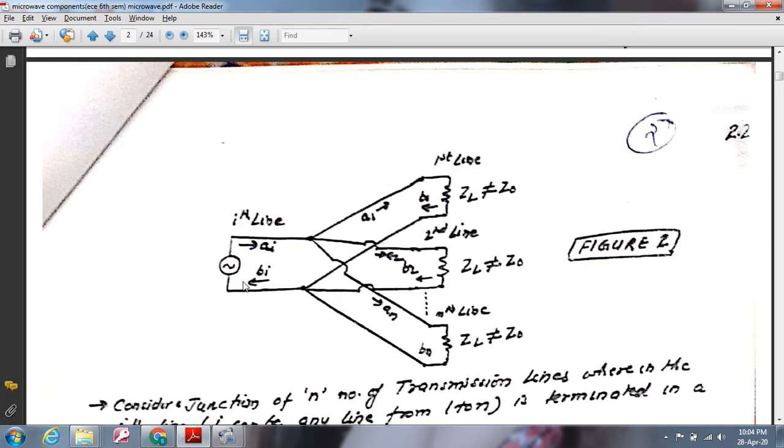So as we see in figure number 2, to obtain the relationship between scattering matrix and input output powers at different ports, consider a junction of n first, second, third up to n number of transmission lines, wherein the ith port, this is the ith port, we have connected a source. This is the source.